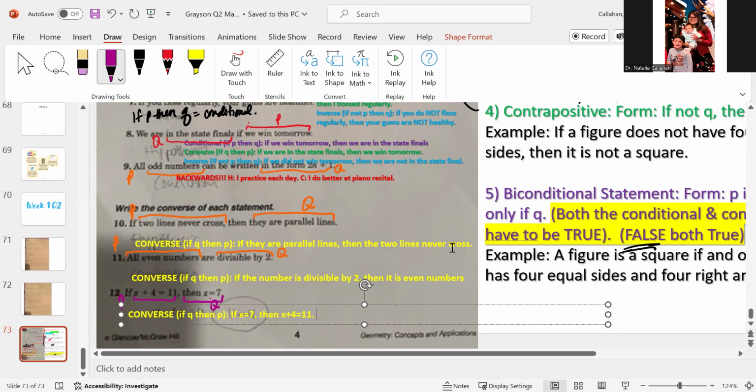Let me see, bring it over here. If the numbers are not even, then they are not divisible by 2. You don't have to write "not even numbers." Is that good? Good.